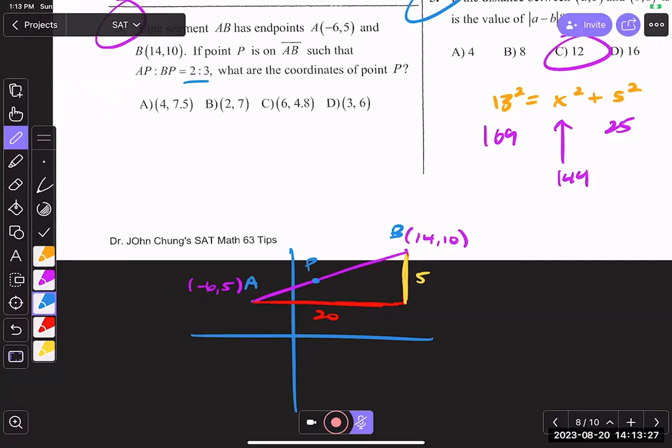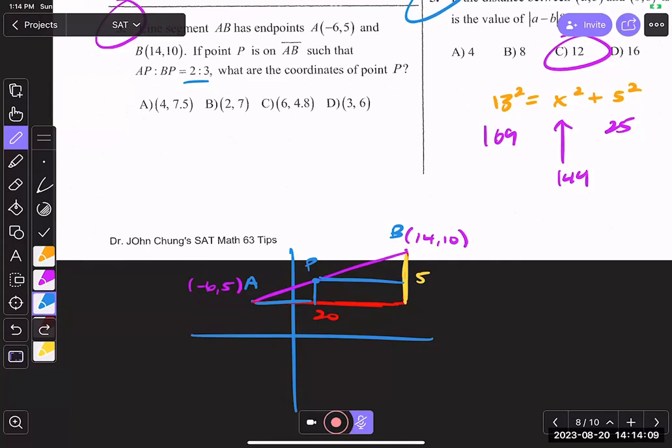Okay. So if this is a 2-to-3 ratio, what does that mean about the ratios of the horizontal and vertical distances? What ratios is that going to be in? Is it also going to be a 2-to-3 ratio? Yeah, it is, right? So if this is a 2-to-3 ratio, then what's the distance here? It's 1/3 of 20. 1/3? Oh, 2/3. 2/3? It's 2/5. Oh, 2/5, yeah.